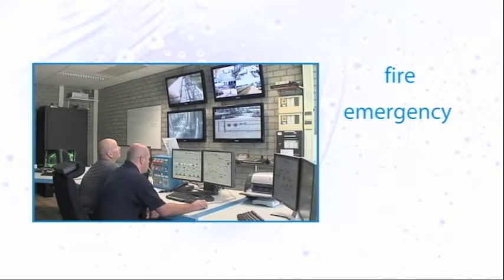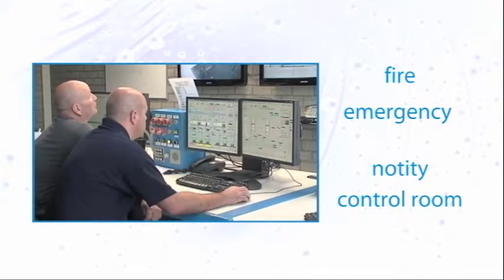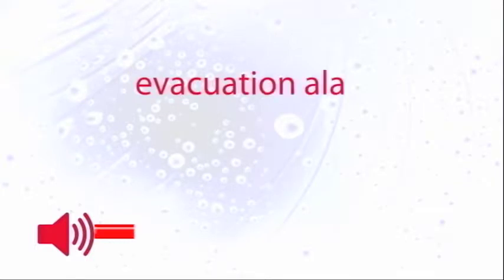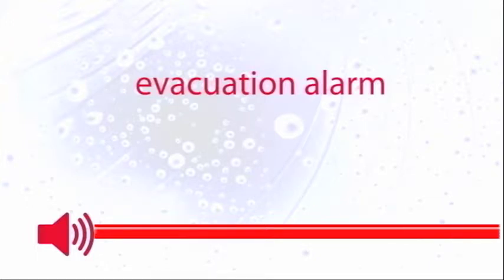If you notice a fire or emergency situation, you must notify the control room immediately. At each loading station and in the vicinity of the loading dock, emergency stop buttons are provided. Use this emergency stop button if there is an incident. The alarm that you now hear is an evacuation alarm. This differs from plant to plant. Act as follows as soon as this signal is heard.